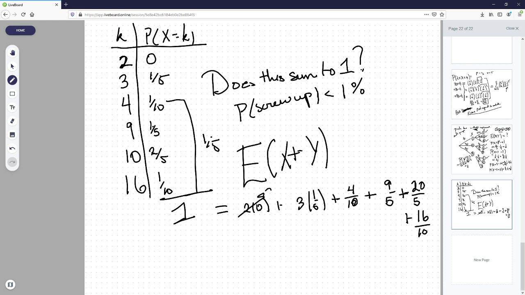16 over 10. Okay, so this is it. So that's 0, so that dies. 3/5 is 3/5. This is 2/5, so this is 3/5 plus 2/5. Plus 9/5. Plus 20/5. Plus, and then in this case, this is 8/5.